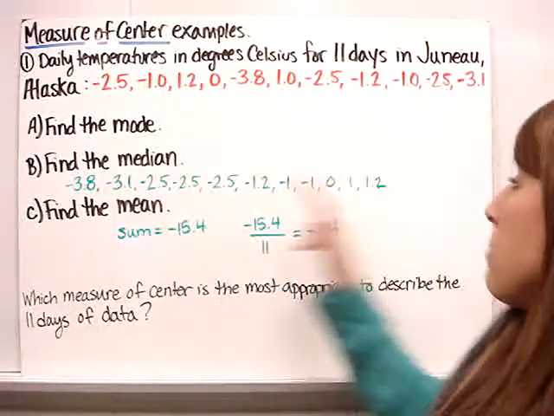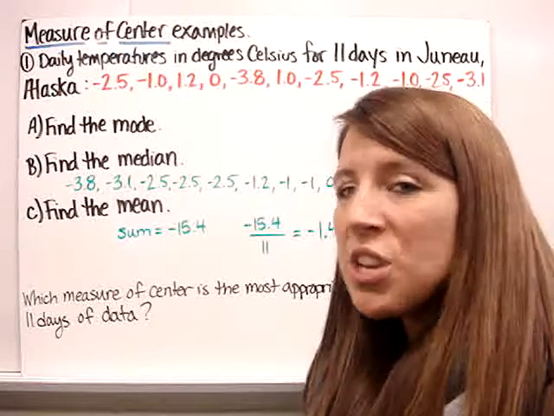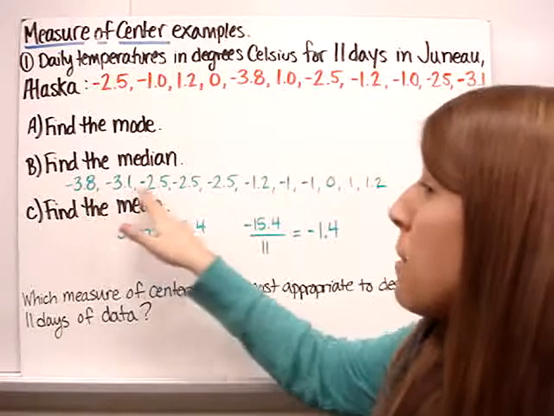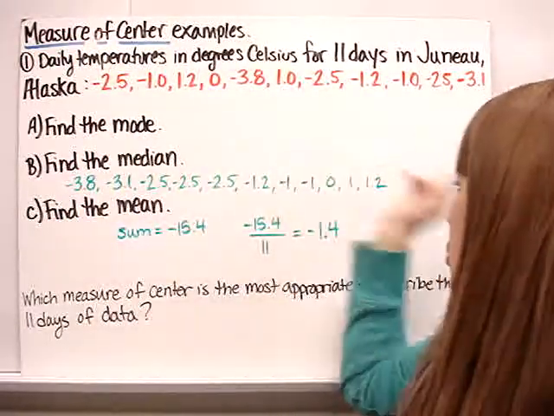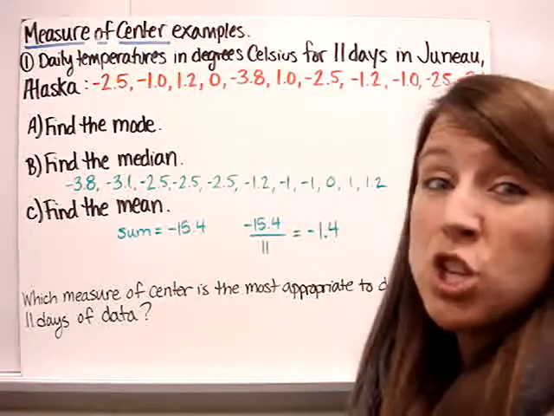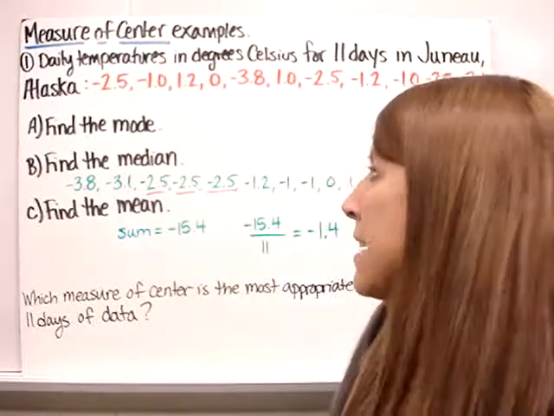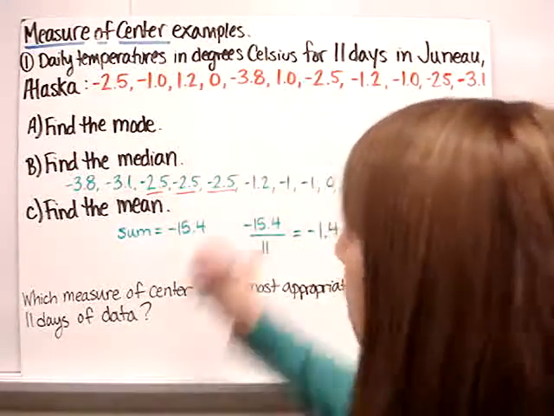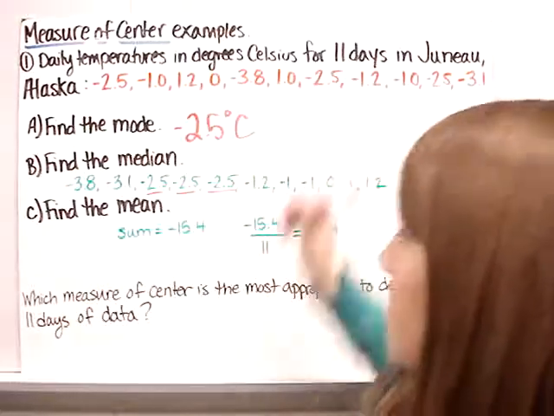But if you put them in order from least to greatest, you can see if something occurs more than once very quickly. So I'm actually going to use my median work, which is the numbers put in order from least to greatest from the most negative, zeros right here, to the most positive. And I can see that -2.5 degrees Celsius occurs 3 times. Nothing else occurs 3 times. And so the mode is -2 5/10 degrees Celsius.